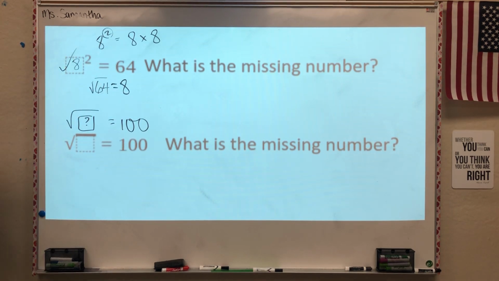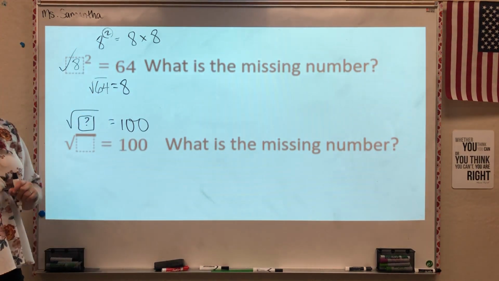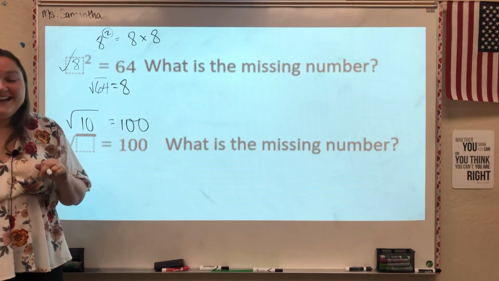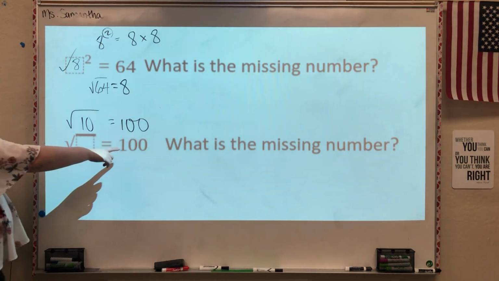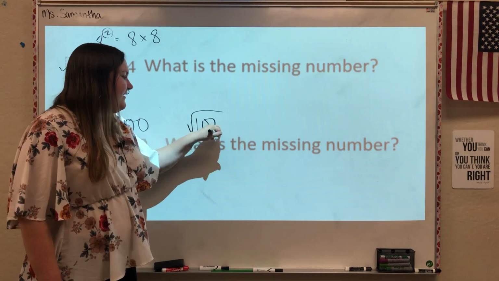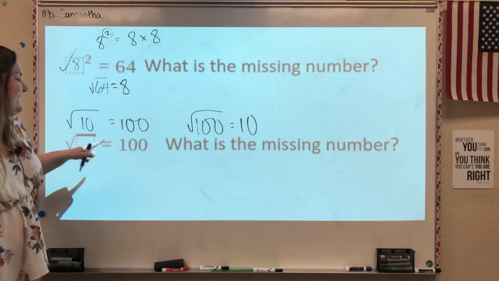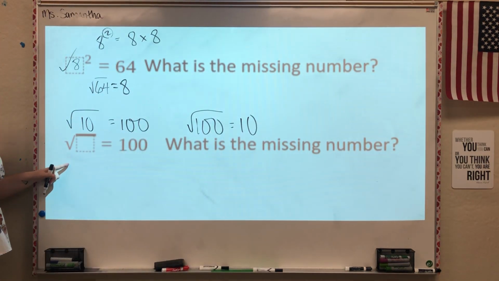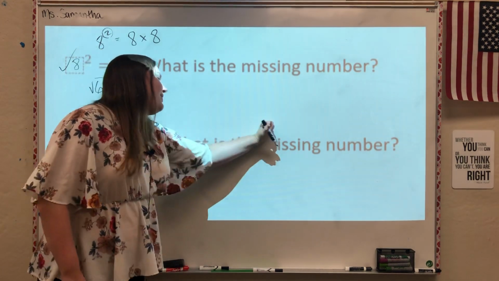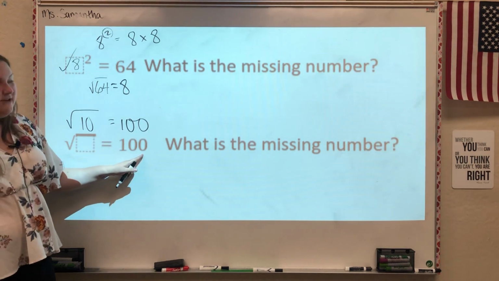Now down here, I have given this problem in class before, and ooh, let me tell you, so many people want to tell me 10. And I understand why, right? You see 100, you see a square root, and the square root of 100 is 10. But notice this is not what the question's asking. It is not asking you what the square root of 100 is. It is asking you the square root of what number equals 100.